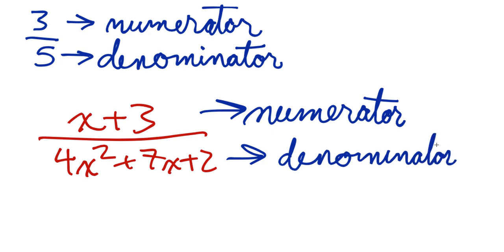So even though we switch from fractions like 3/5 to rational expressions like x plus 3 over 4x squared plus 7x plus 2, we still have a numerator and denominator. So print that in your brain, please.